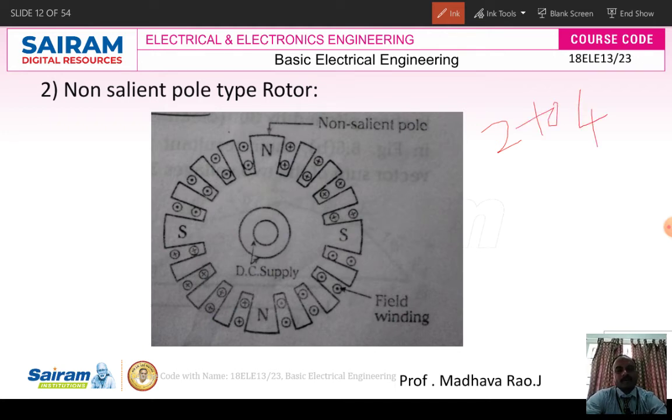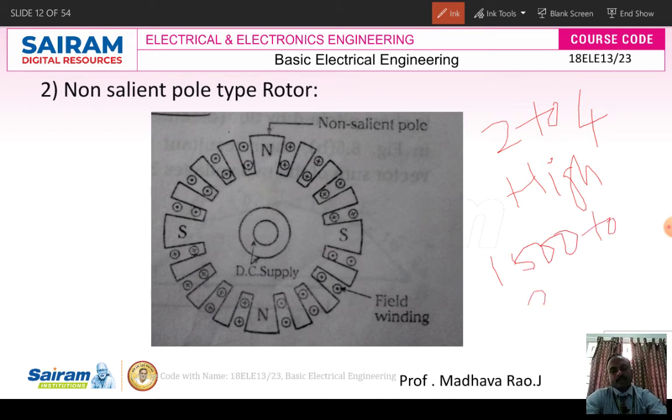Next one, these type of rotors consist of less number of poles, 2 to 4 poles. And this type of rotors are used in high speed alternators, so noise and vibrations are very less in this type of rotor. That is called turbo alternators. The speed of the alternator will be around 1500 to 3000 rpm. So in this range, alternators have non-salient pole type rotors.